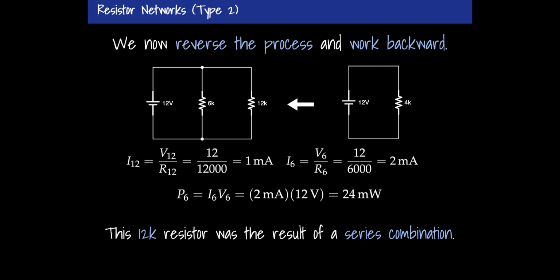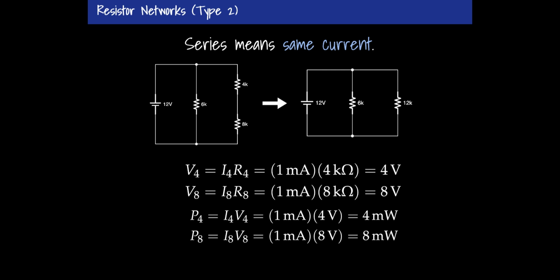It was the result of a series combination. But I know the 12 volts is the potential difference across the 12K. And I also know that this 12K has 1 milliamp of current running through it, which means the 2 resistors that it's the result of have 1 milliamp of current running through them. This 4K and again this 8K, they both have 1 milliamp of current running through them. So I can calculate their voltages, which is the only thing left that I don't know.